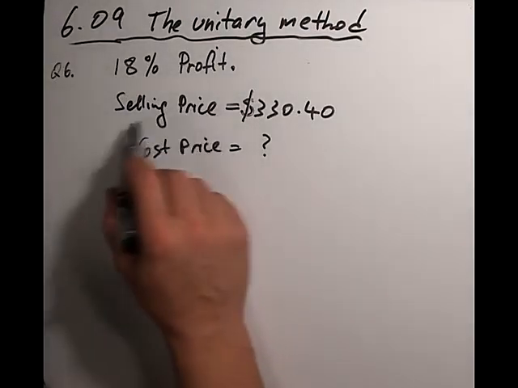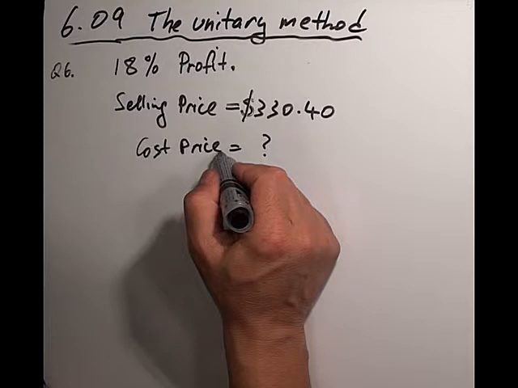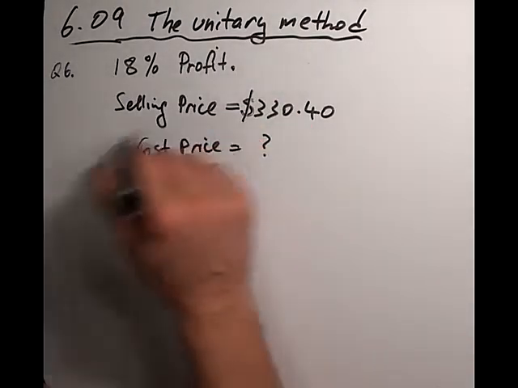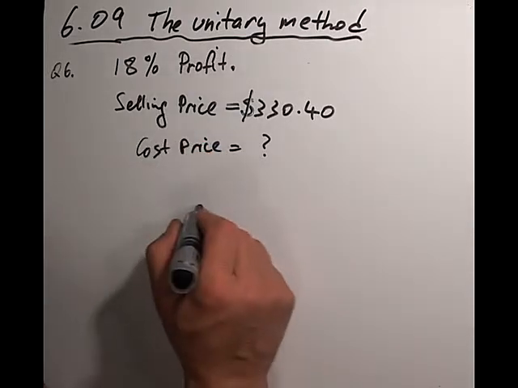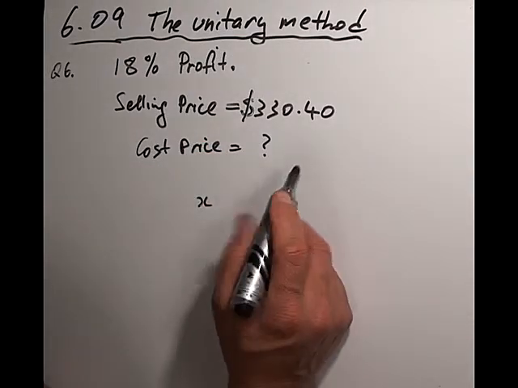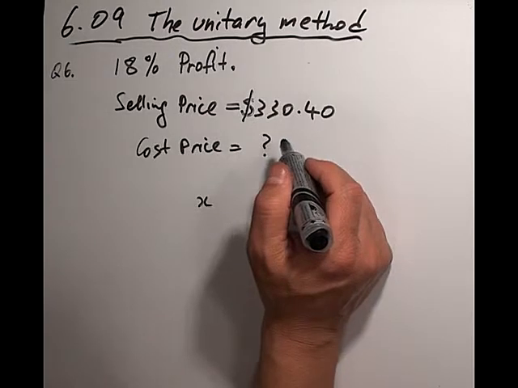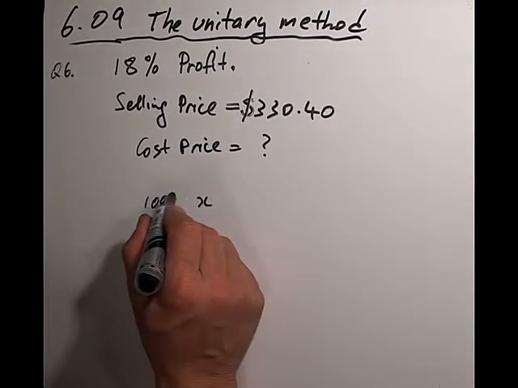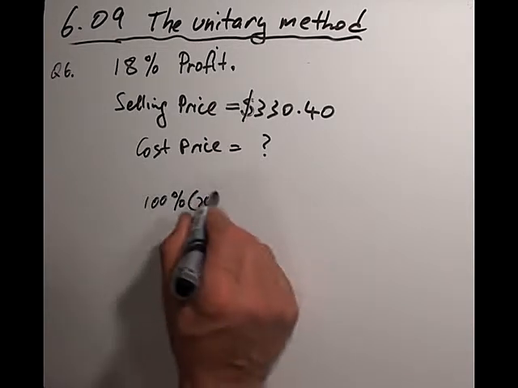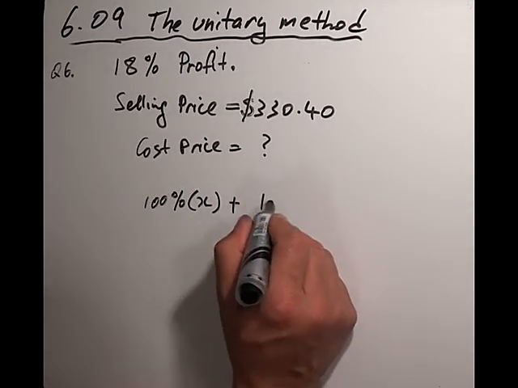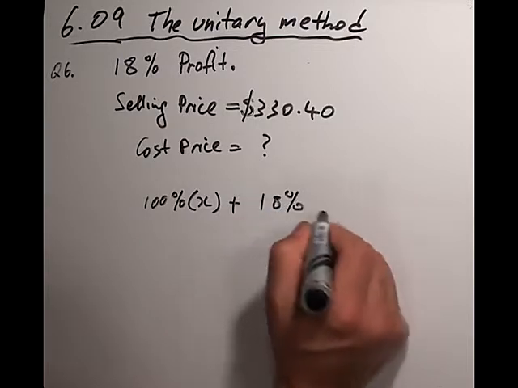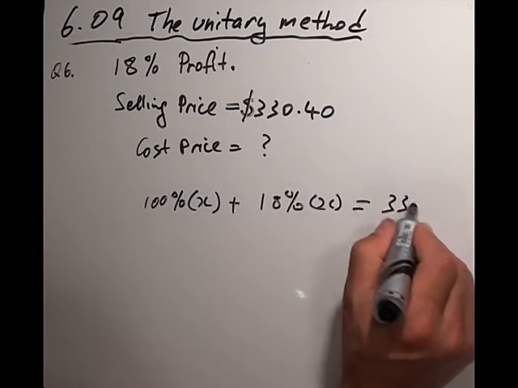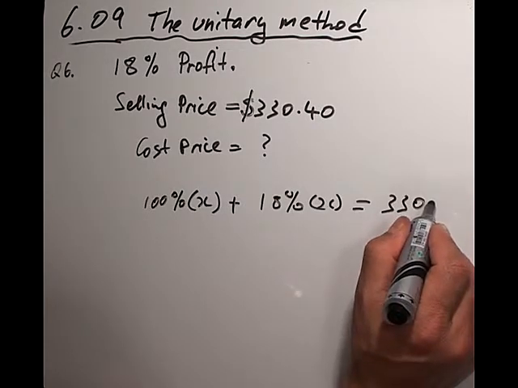The selling price is the cost price plus the profit. What's the cost price? Well, that's the price we want. That's our X that we want. So really, our $330 is going to be 100% of X plus 18% of X. That equals $330.40.